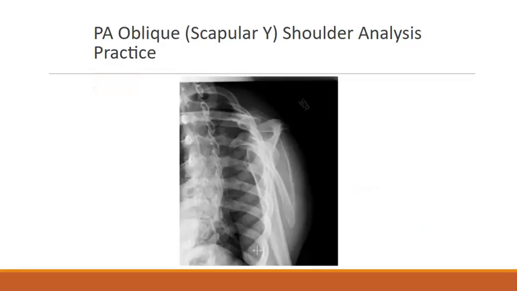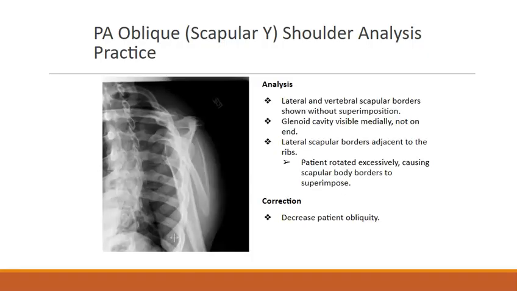Go ahead and review this last practice analysis and answer the following question. So let's review this last practice analysis together. Again, you want to look at the positioning of the lateral and vertebral borders of the scapula. In this case, they are not superimposed again. If you look for the border that is thicker, you can identify that as the lateral border, which is positioned closer to the thoracic cavity.